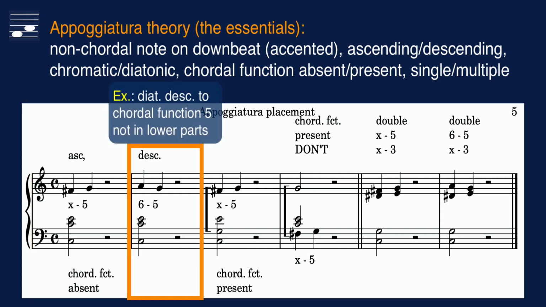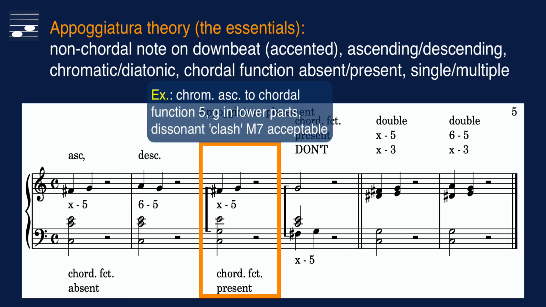The next example shows the diatonic descent from A natural into the same chordal function 5. Note that this pitch is absent from the lower part's chord voicing. When the chordal function is present in the chord voicing, we get a dissonant interval between the appoggiatura and the lower parts. Here, the major seventh interval between G and F sharp. This is a nice effect and therefore totally acceptable in music writing.